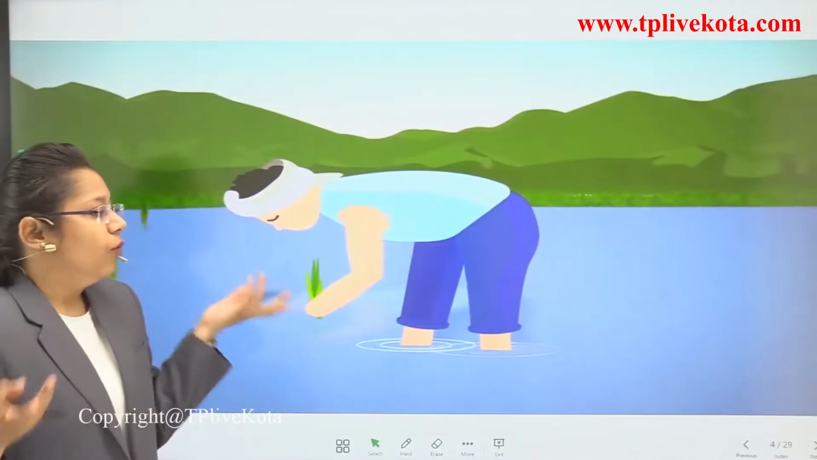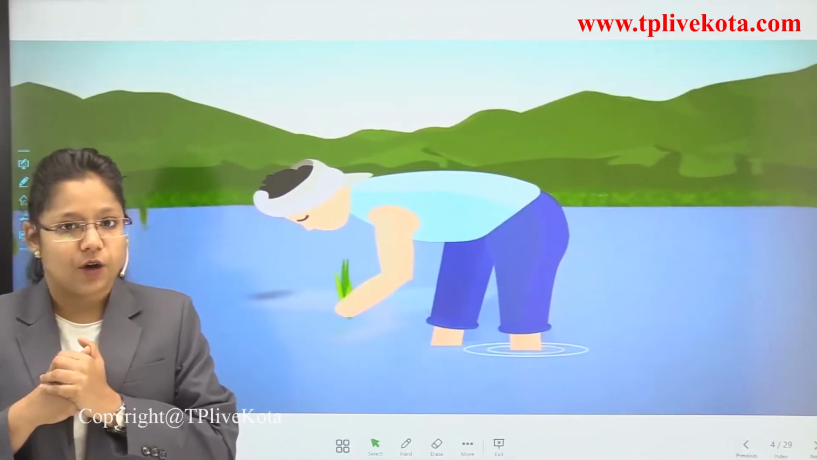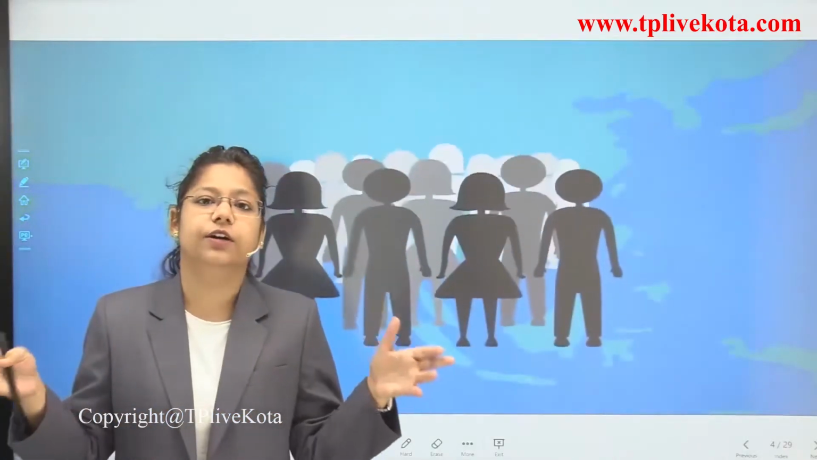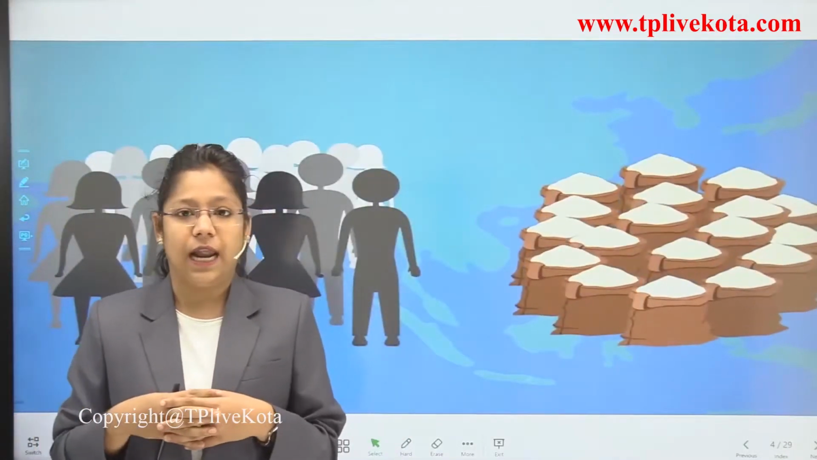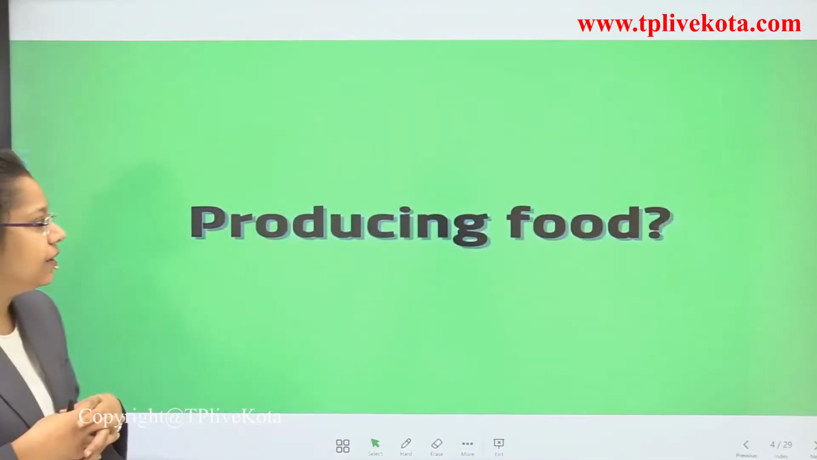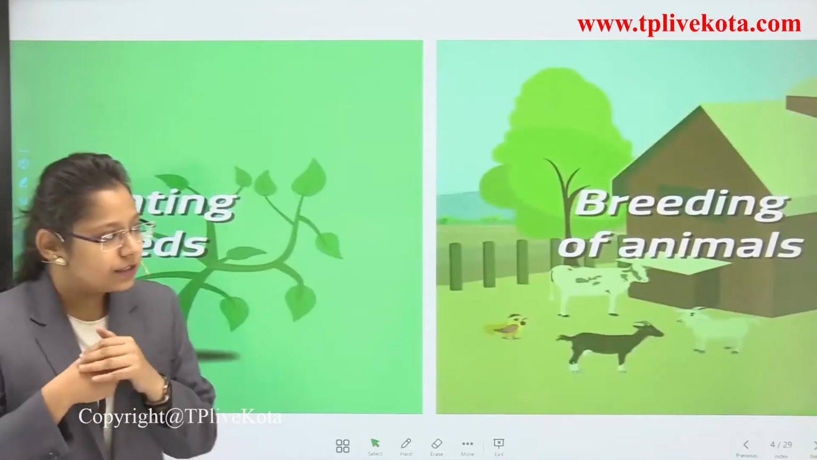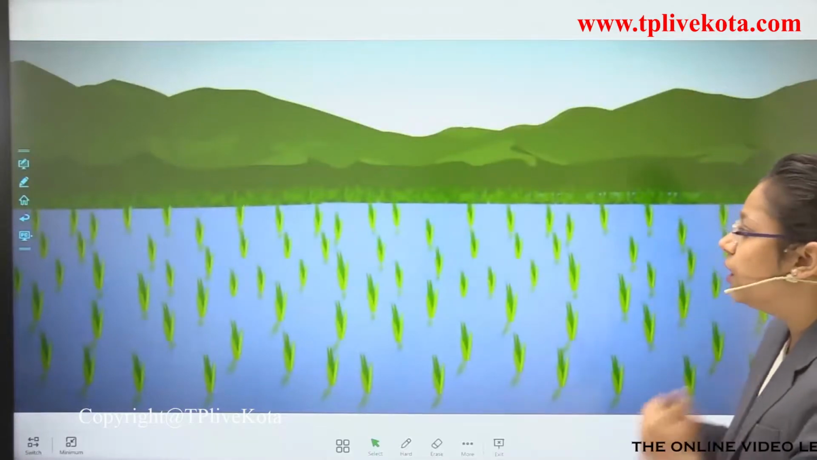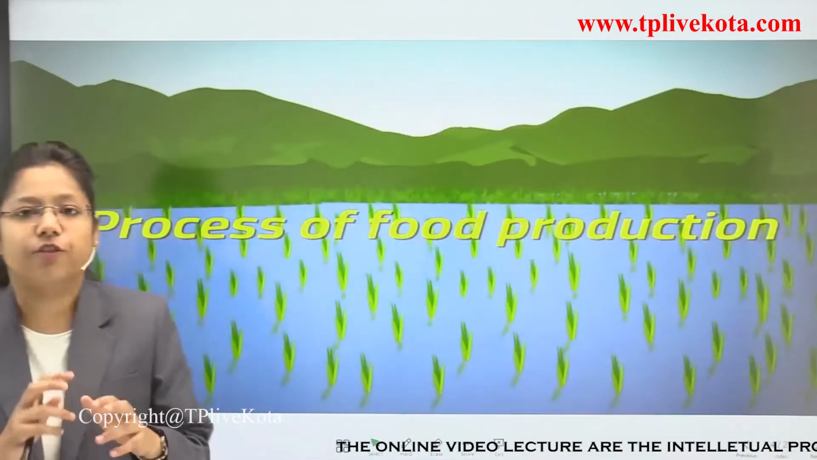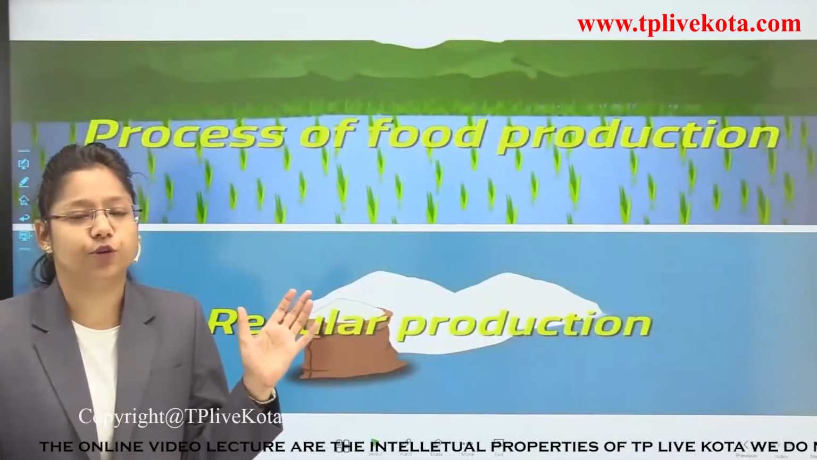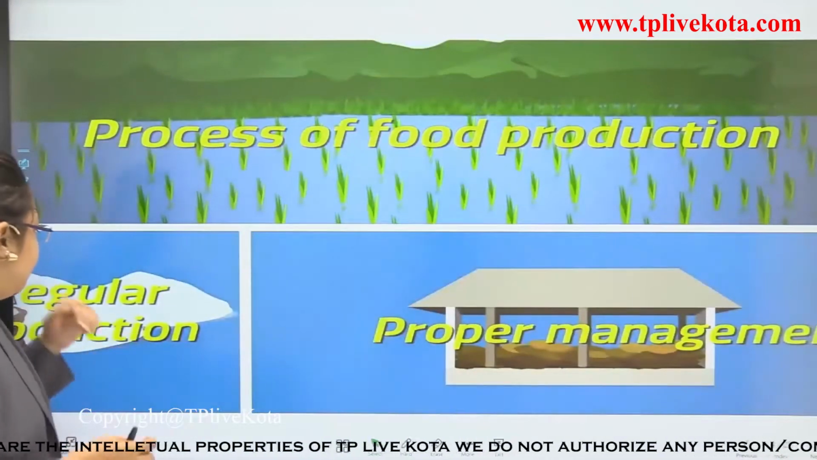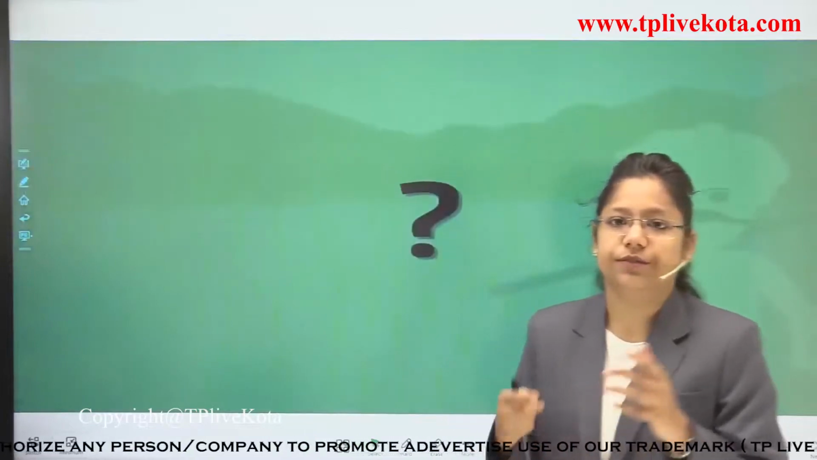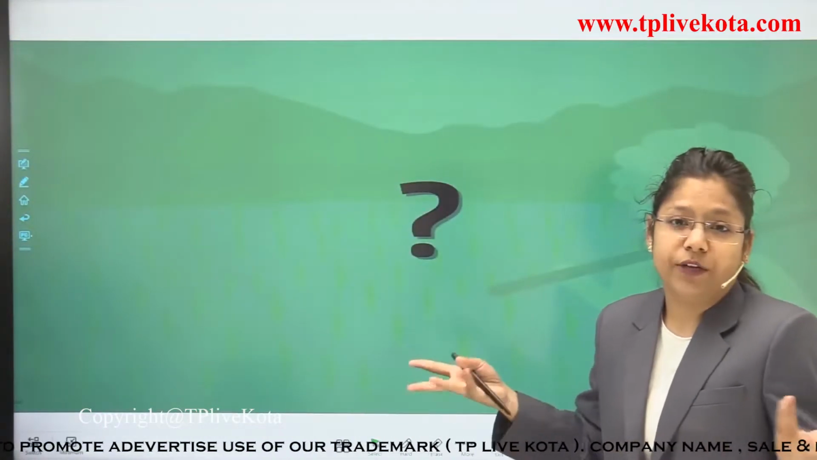Now, what are the essential things used for a crop, and where are the crops grown? A farmer needs more potential to grow the crops. The crops are grown on a land field. Now the question arises, what is producing food? Producing food means planting seeds and breeding of animals, that is, rearing of livestock. Now, the process of food production occurs. How is food production conducted? For the regular conduct, proper management and distribution of the food resources, what do we require? That is the question that arises.